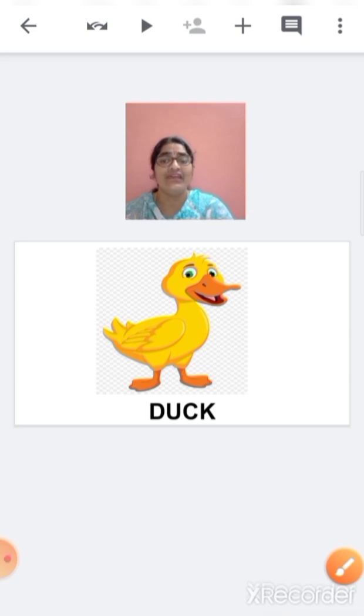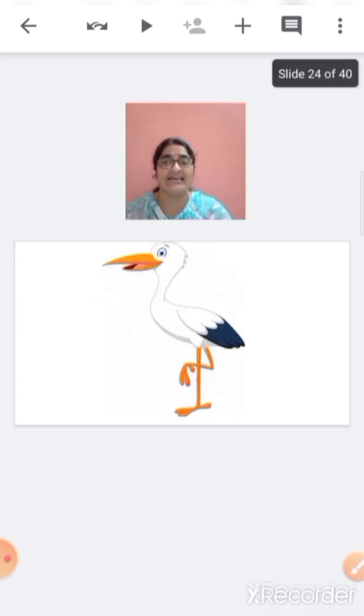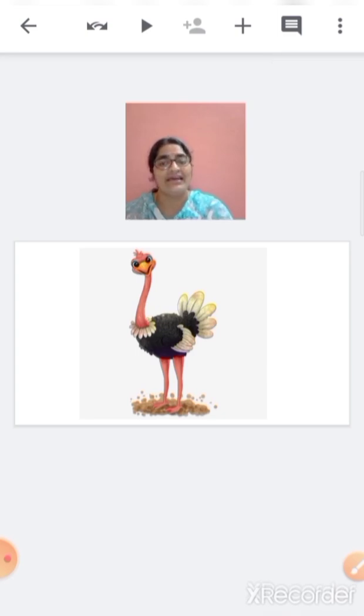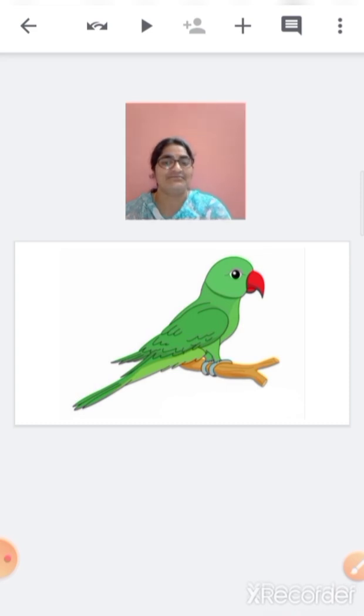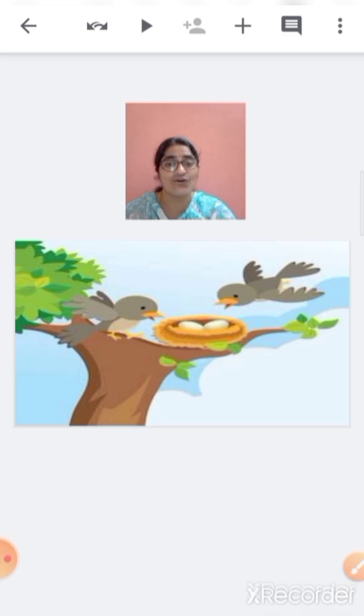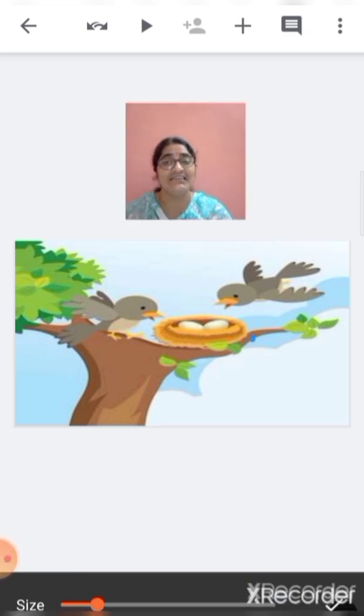So children, we have seen the different types of birds. Some have a small beak whereas some have a long beak. Some fly high in the sky whereas some swim in water. Some have a short tail whereas some have a long tail. Now children, you all know where birds live? Birds live on trees. They make their nest on the trees. You all can see over here. See, the birds have made a nest on the trees and they lay eggs also. See children, inside the nest you can see the eggs of the birds, right?